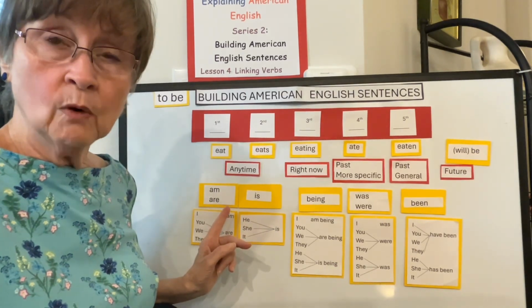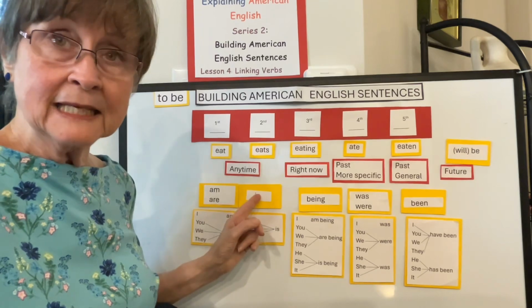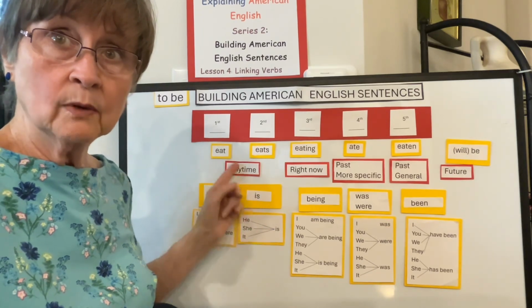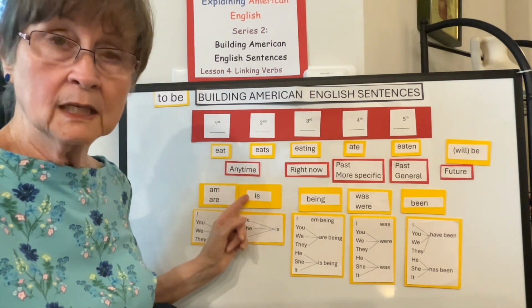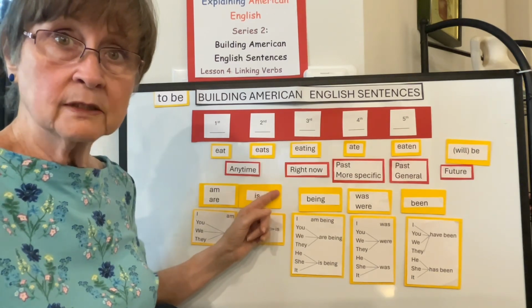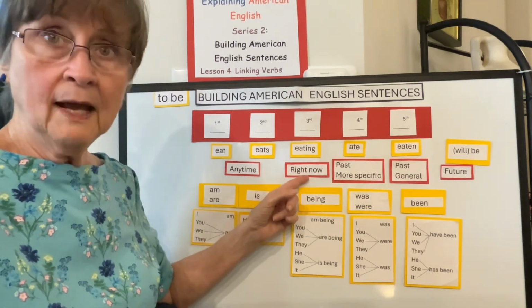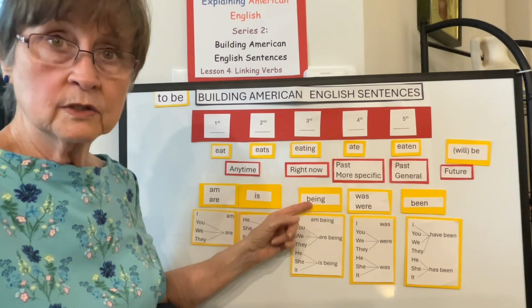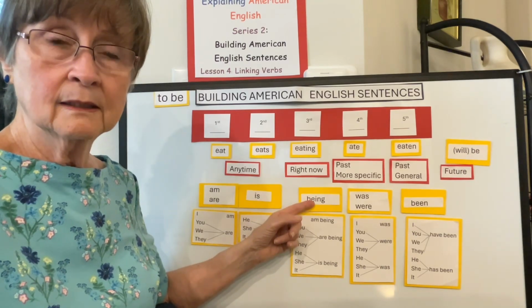I am, you are, we are, they are. He is, she is, it is. So we're here, we only have two. We've already got three spellings. Then we've got right now, one spelling, being.